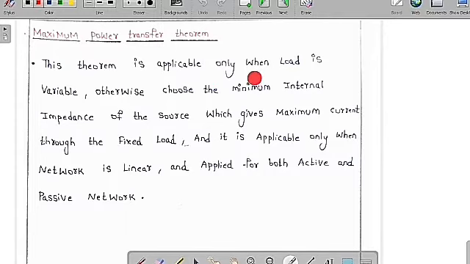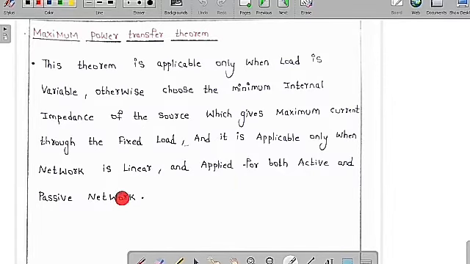This theorem is applicable only when the load is variable. Yes, we have to apply this theorem only whenever the load is variable. Otherwise, choose the minimum internal impedance of the source, which gives maximum current to the fixed load. It is applicable only when the network is linear, and applied for both active and passive networks.